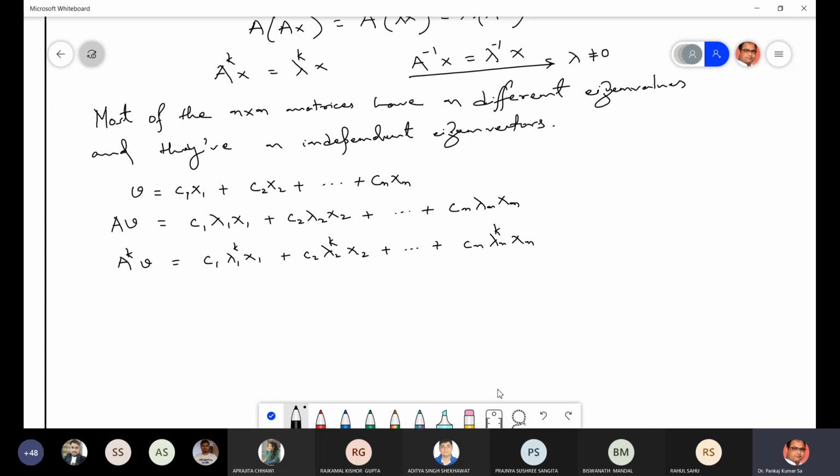Here you have two scenarios actually. What will happen if lambda 1 is greater than 1? Or so to say, lambda 1 is less than 1? I mean, as the value of k increases, if lambda value is less than 1, that particular component will disappear. Isn't it? That particular component will disappear.